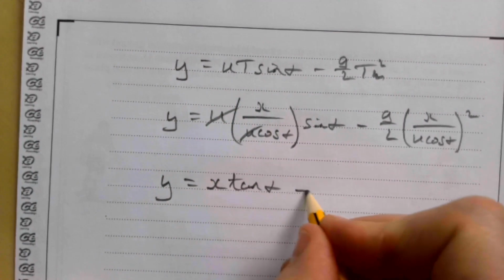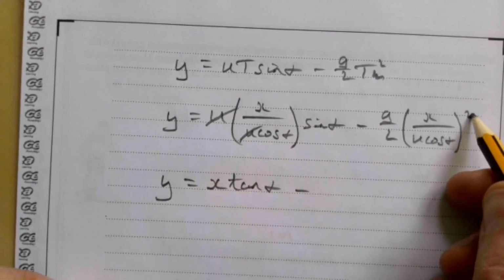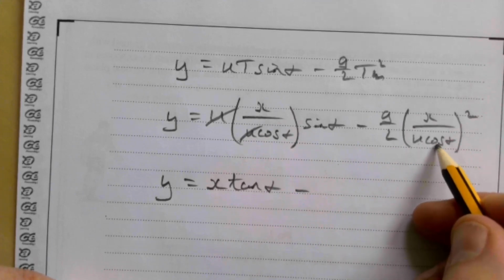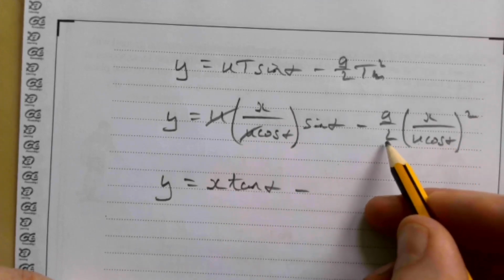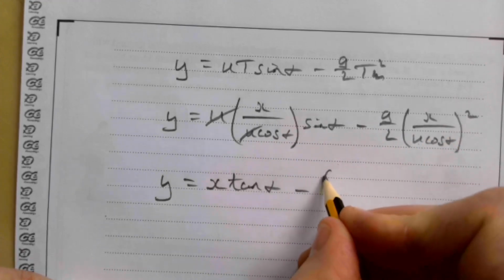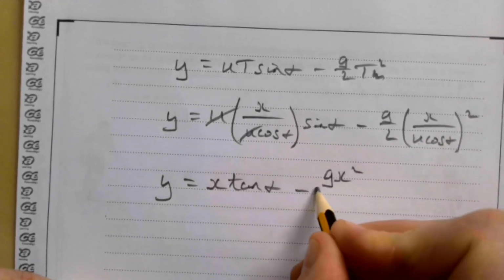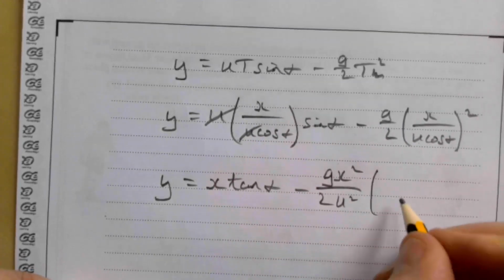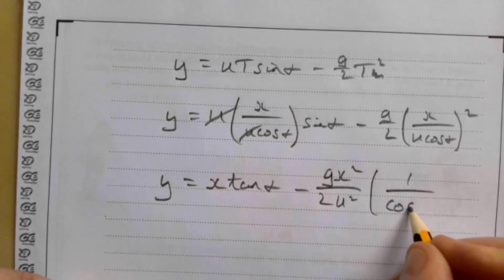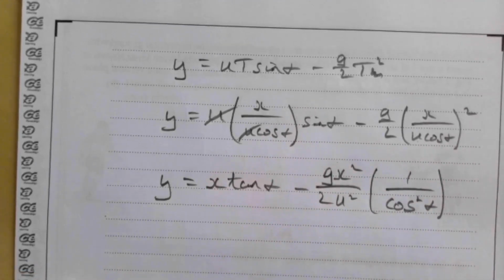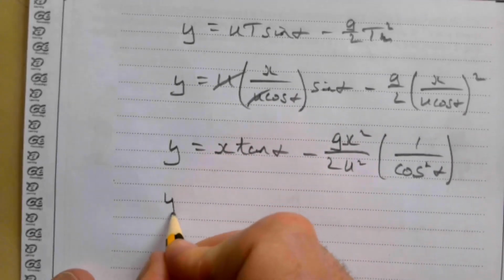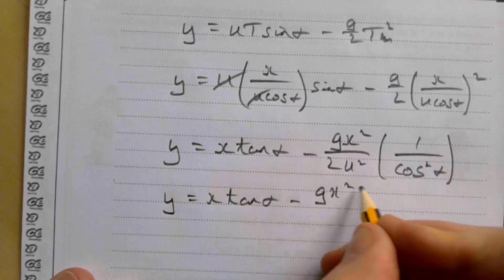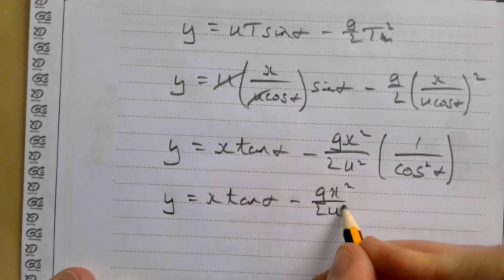Tidying this up, that's an x squared on the top, so it's gx squared on the top, and then u squared cos squared alpha on the bottom, then times by the 2. So I'm going to tidy that up slightly. So gx squared all over 2u squared, and then inside the brackets what I haven't taken out is cos squared alpha. That gives me y equals x tan alpha minus gx squared over 2u squared.